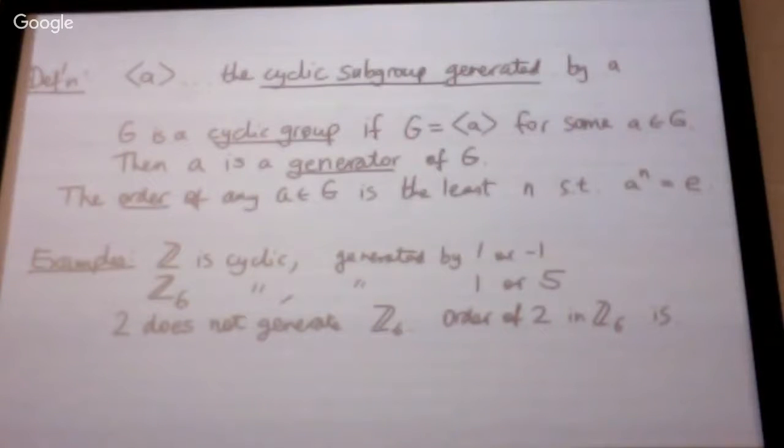But if you didn't have the book, what would the order of 2 in Z6 be? 3. Why is that? 2 to the 3 is equal to the identity. Yeah, but 2 to the 3 is 3 times 2 in this case. So 2 plus 2 is 4, plus 2 is 0 in Z6. So you take 2 three times, you get the identity. And so the subgroup generated by 2 is 0 to 4 in Z6. Okay? Good.